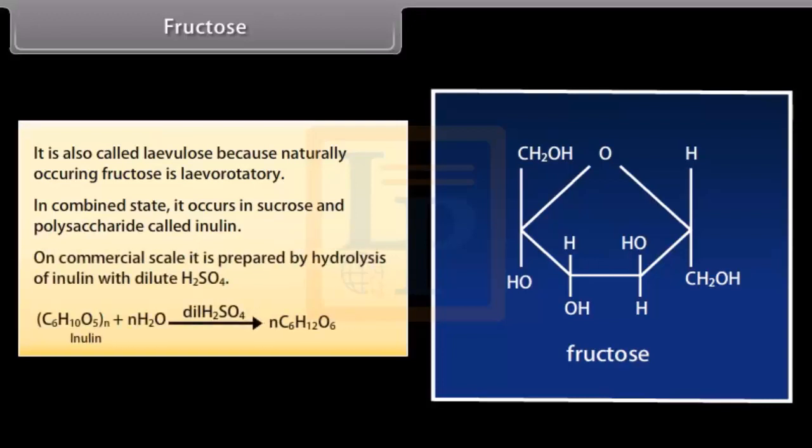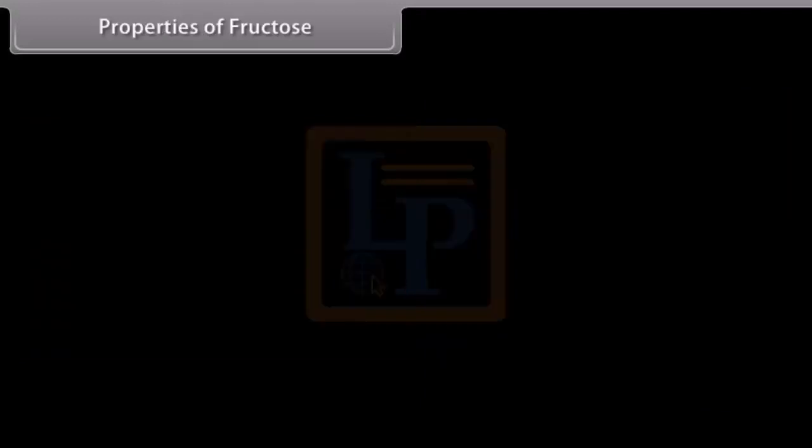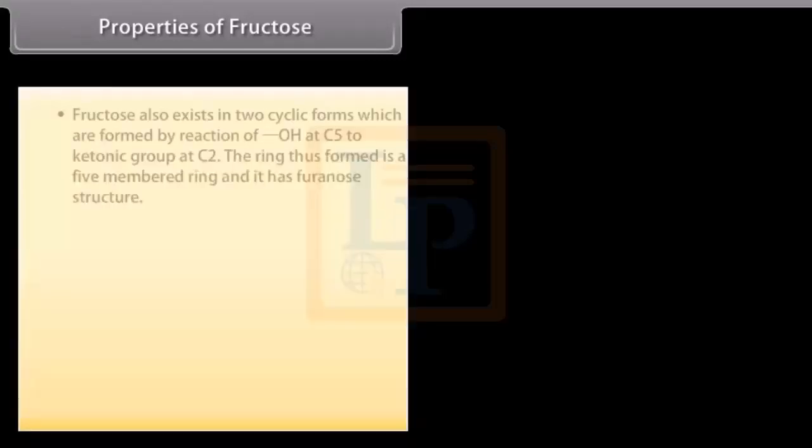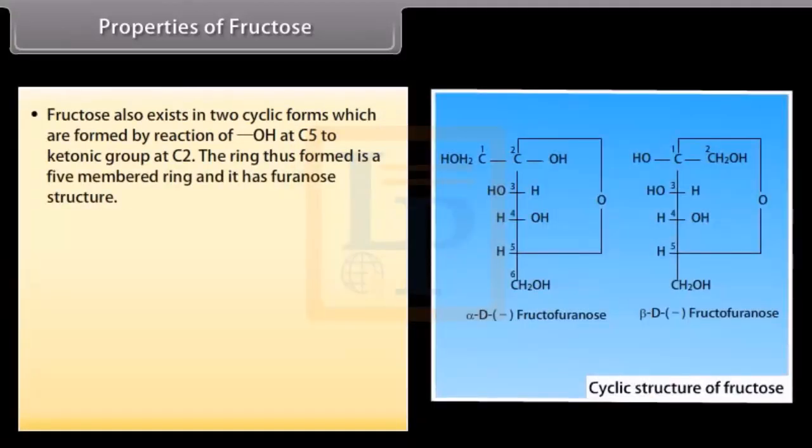On commercial scale, it is prepared by hydrolysis of inulin with dilute H2SO4. Properties of fructose. The important properties of fructose are the following. It also exists in two cyclic forms, which are formed by reaction of the OH at C5 with the ketonic group at C2. The ring thus formed is a 5-membered ring and it has furanose structure.